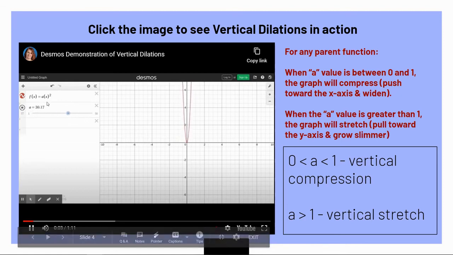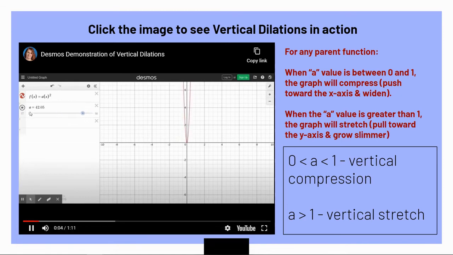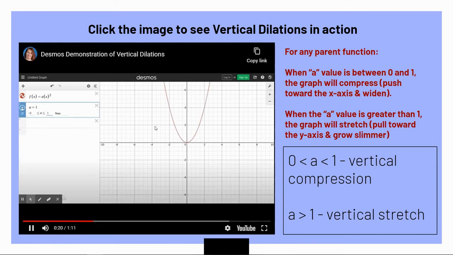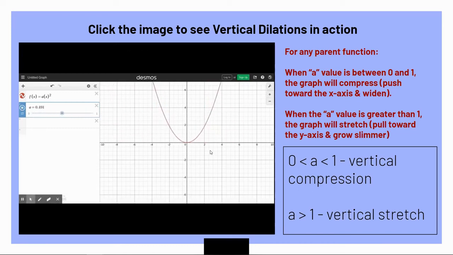So we started out with A times x squared. As you see, A is getting between 1 and 50. So that's at 1, it is the parent function. At 50, it was just slimming it out. It was pulling in towards the y-axis. So now it's going to show from 0 to 1, where A is a fraction. And now it's widening and it's pushing down towards the x-axis.